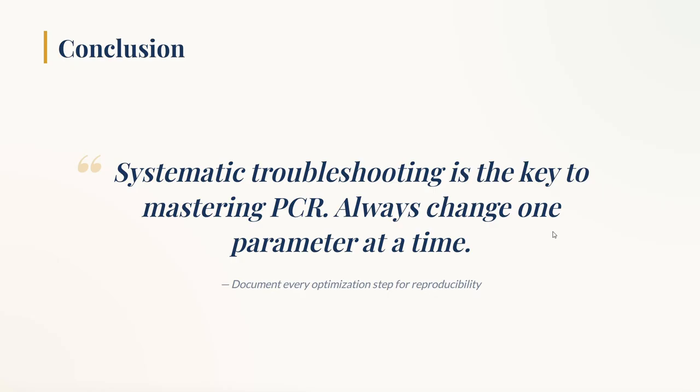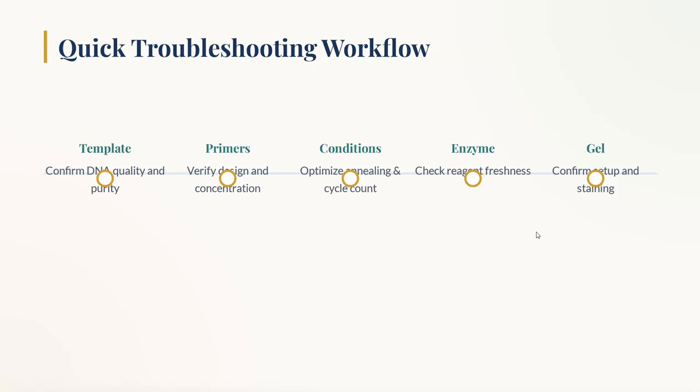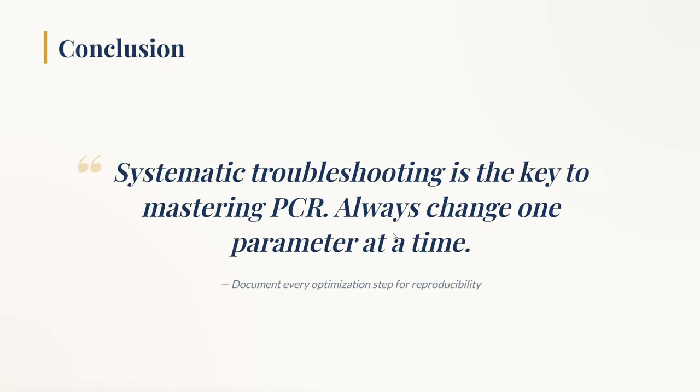So in the conclusion, what we can say is systematic troubleshooting is the key to mastering PCR. Always change one parameter at a time. Once you are troubleshooting also, go one by one. Start from the beginning like this. First you go for the DNA checking, primer checking, conditions, enzyme, gel, right? If you change all the parameters at once, then you won't know which one worked for you. So systematically if you go, maybe you can note this down, or take a screenshot if you need, right? So this way you can troubleshoot your PCR very easily, right?